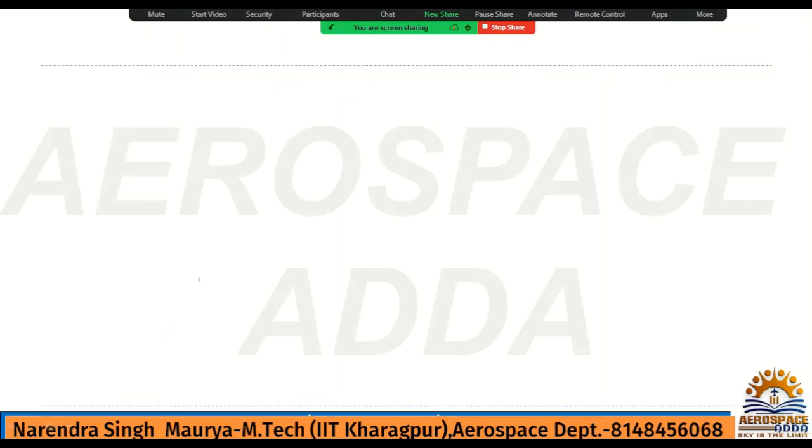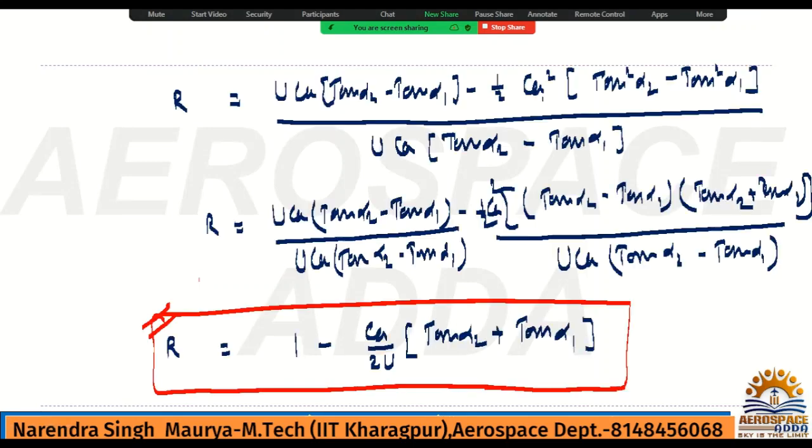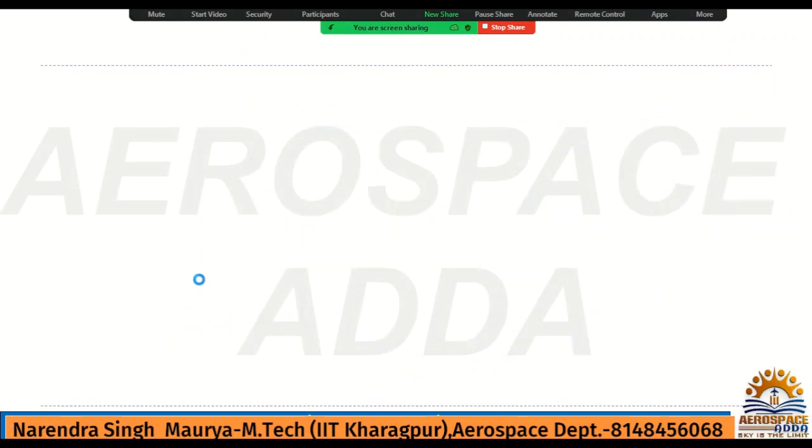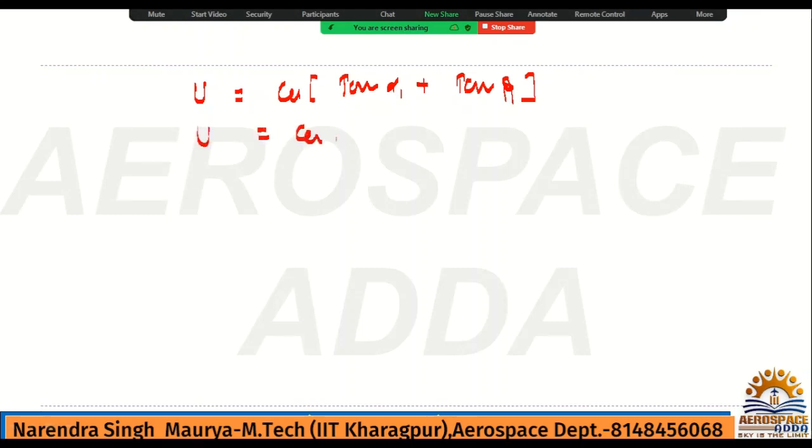you can replace this CA by 2U you have here. Okay, and alpha 2 plus alpha 1. So if you remember tan alpha 1 plus tan alpha 2, that relation I had given in the first class. So based on that, we had, if you remember, U is equal to CA in bracket tan alpha 1 plus tan beta 1, and U is also equal to CA tan alpha 2 plus tan beta 2. I had given this relation, if you remember.